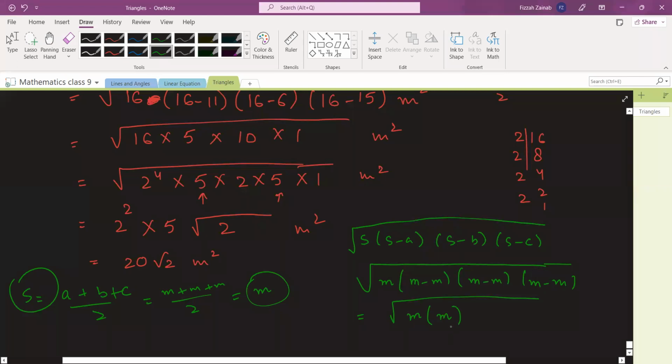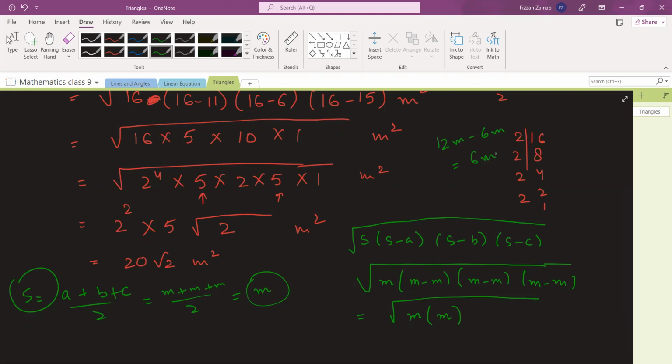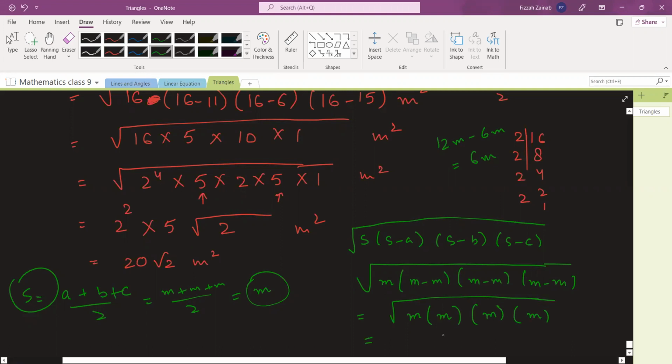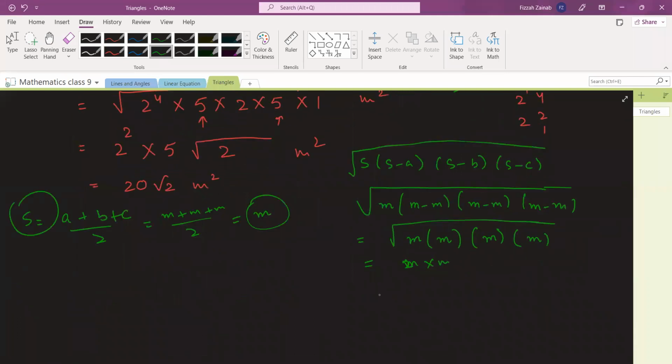See, this m is not a number that m minus m is 0. Meter minus meter means, for example, you are doing 12 meter minus 6 meter. So ultimately the answer is going to be in meter. Is that understood? So again, meter minus meter, you get your answer in meter. So now you have 4 meter inside the square root. So that means 2 of the meter will come out. So ultimately the answer is going to be in meter square. Is that understood?